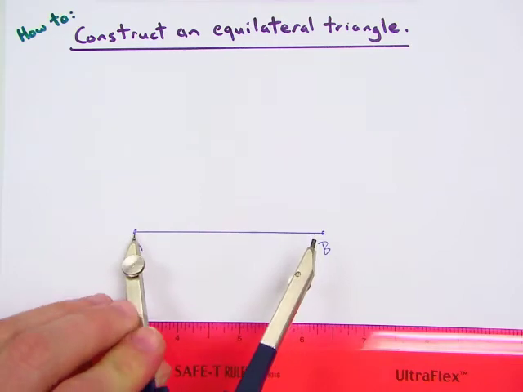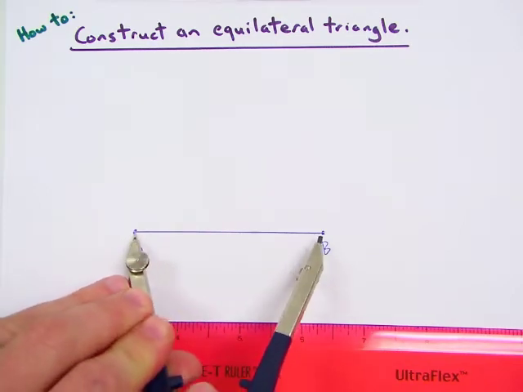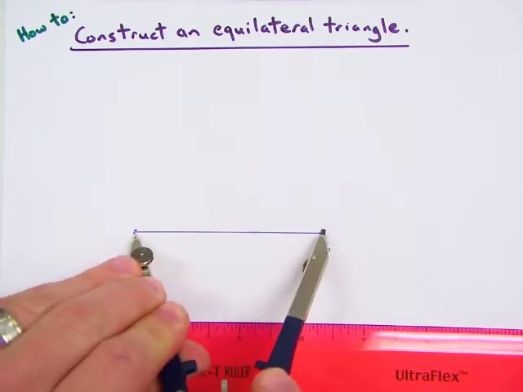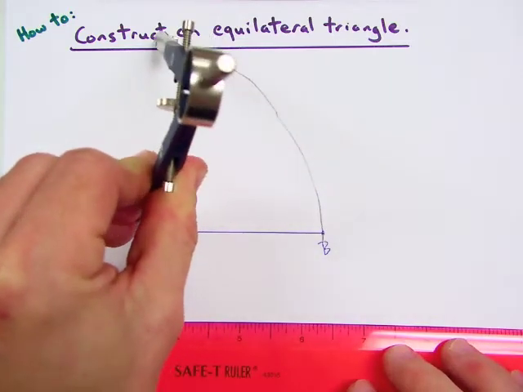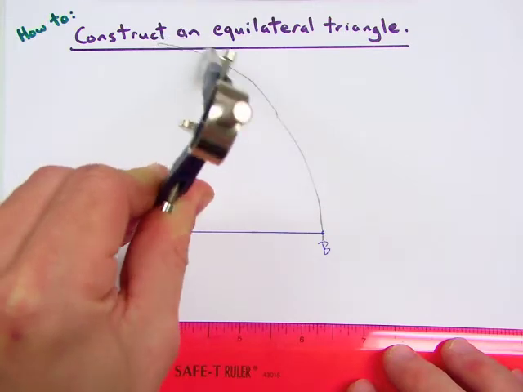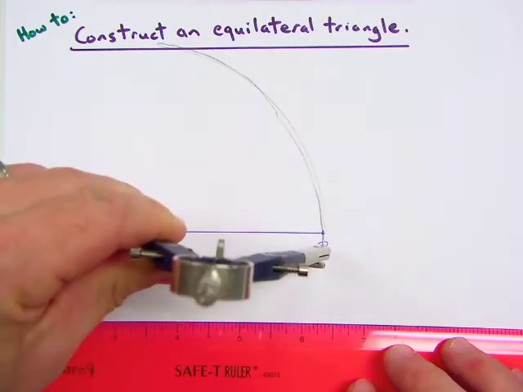You're going to place the point of the compass on A. You're going to draw an arc through B. Just like this here.